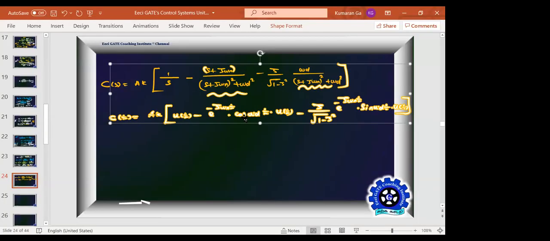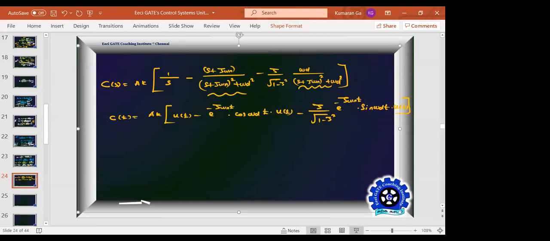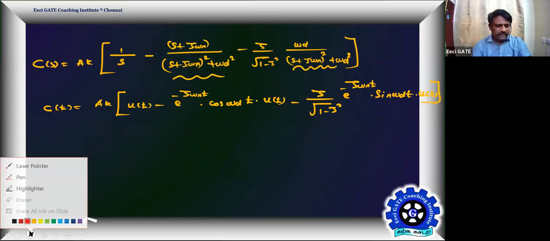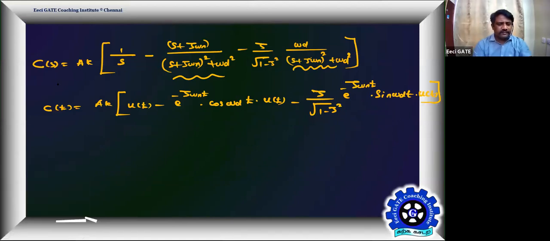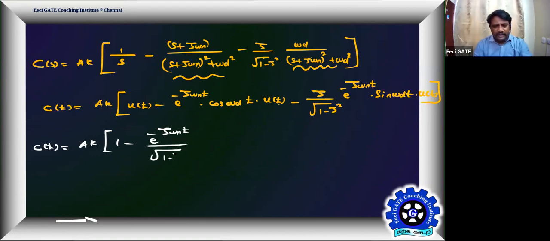Yes. Yes, simplify further. C of t, AK is common. Let me take u of t also common. 1 minus e power minus zeta omega n t. Let me pull out root of 1 minus zeta square as well. So tell me what is the remaining into u of t. U of t pulled out.